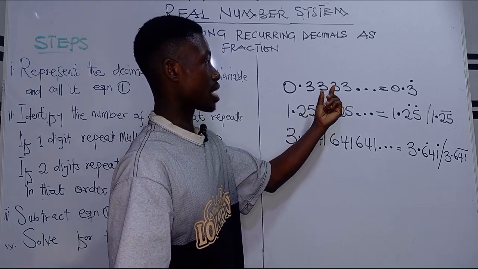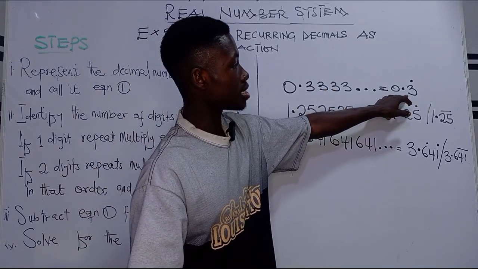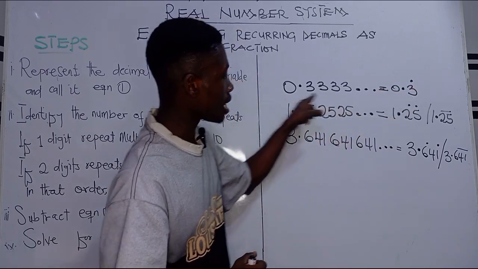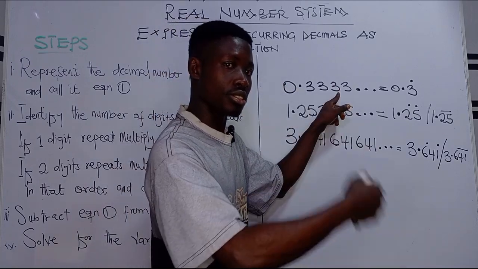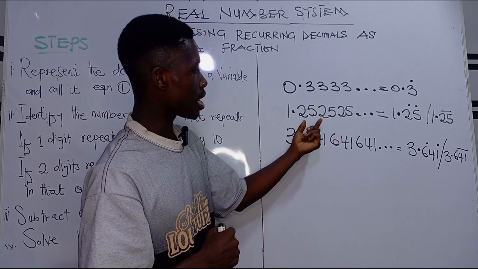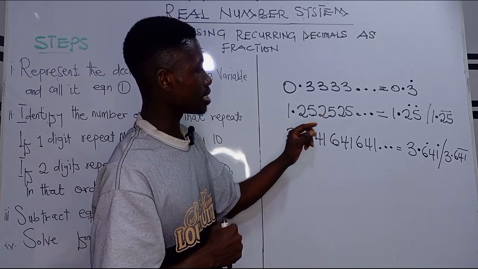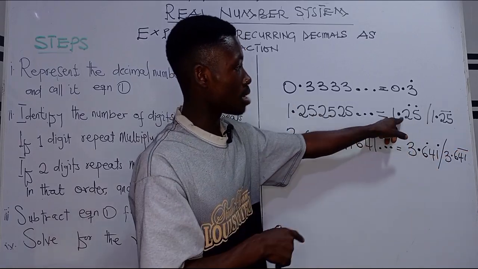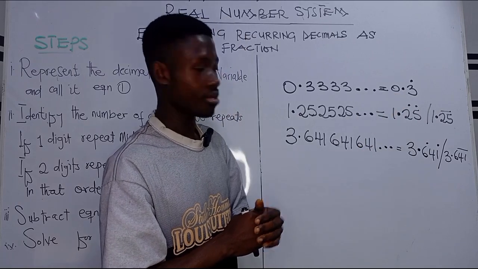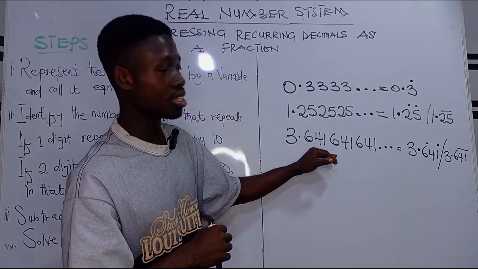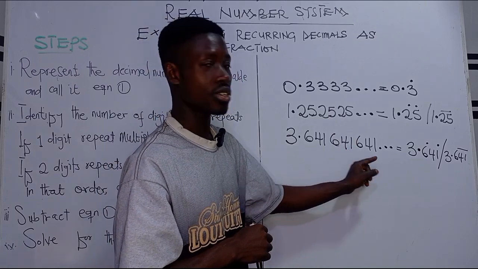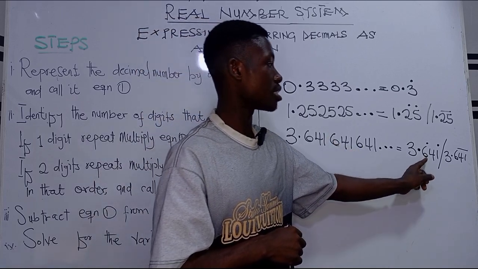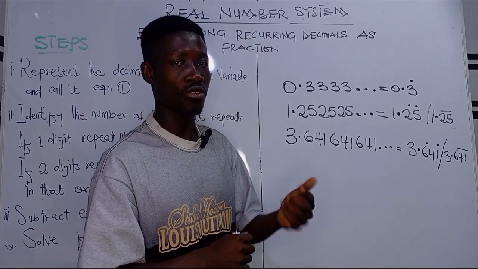Looking at the first recurring decimal, how many digits repeat? It is only 3 that repeats to infinity. In the second recurring decimal, the number 25 is repeating infinitely. In the third recurring decimal, the number 641 repeats infinitely. I guess you are following.